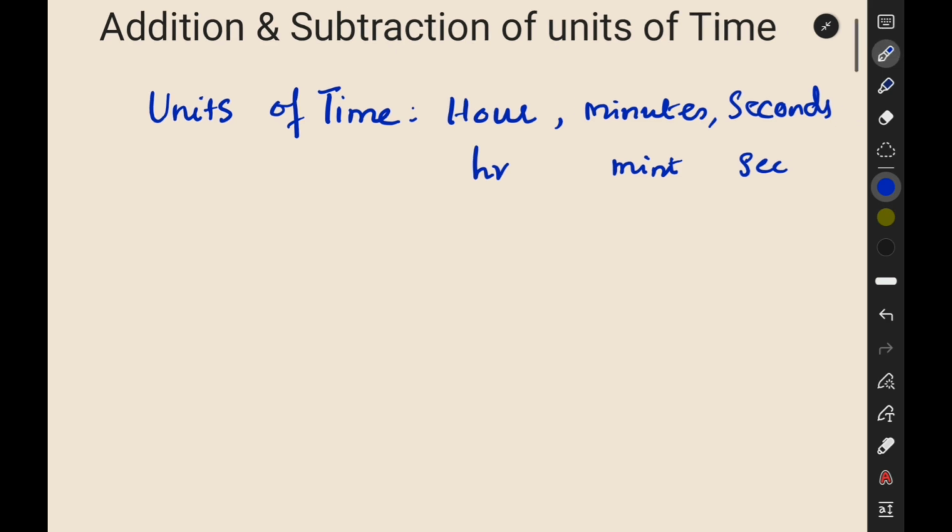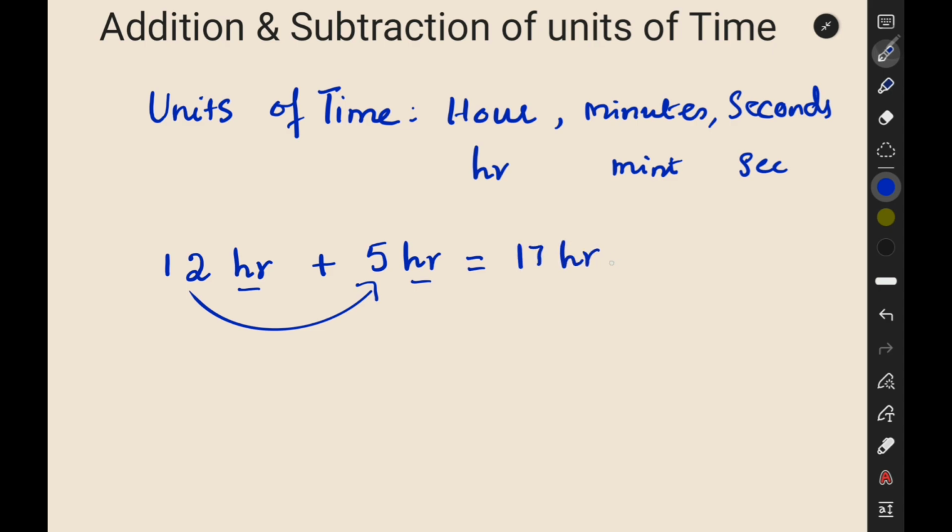Now first we see the examples of addition of time. So first example we have 12 hours plus 5 hours. We add them. Here you see the units are the same, that is hour, so we simply add their numbers. 12 plus 5 is equal to 17, so the answer is 17 hours.